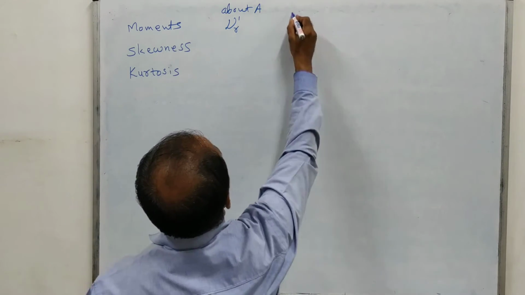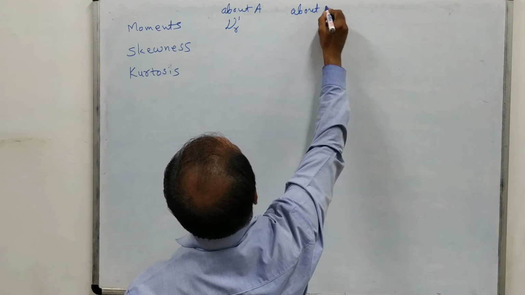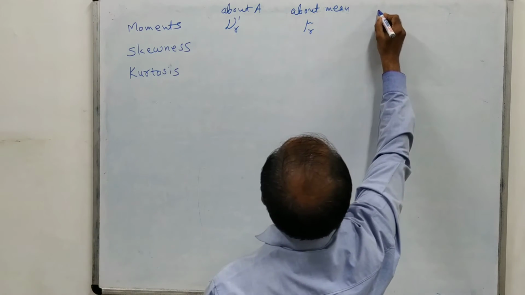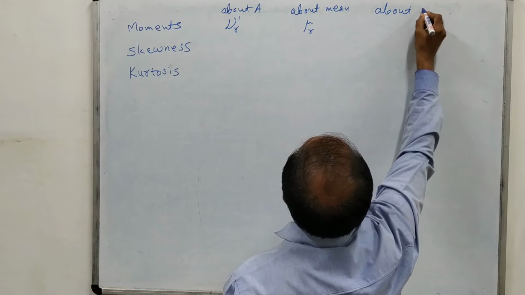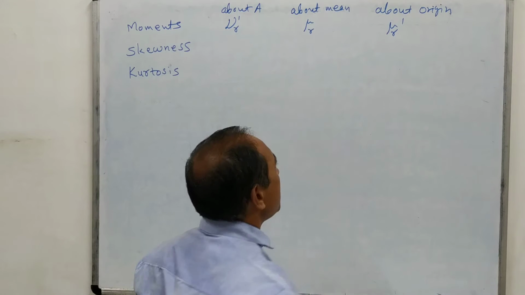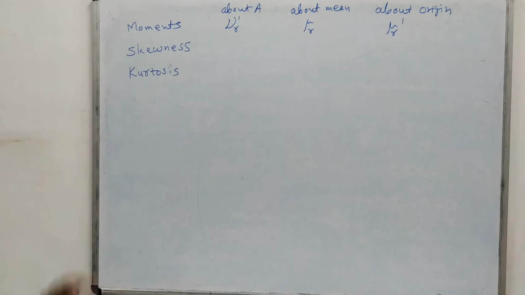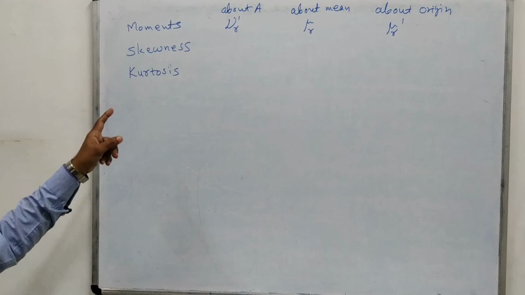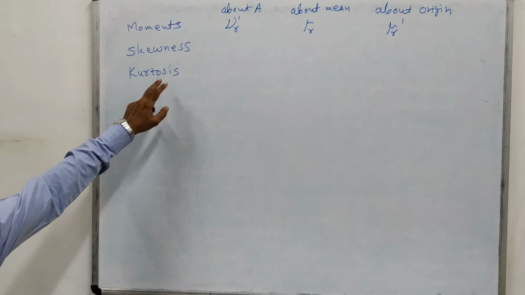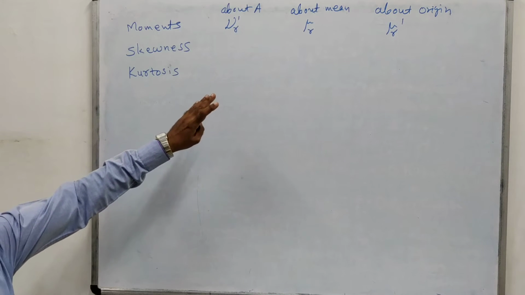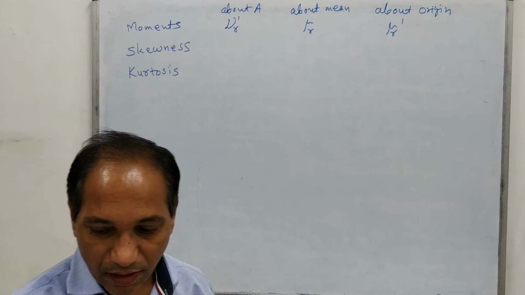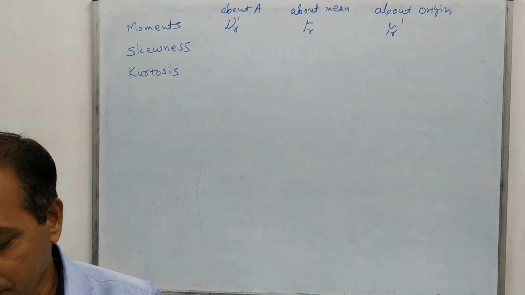Then we have seen the moment about mean, which we have denoted by mu r, and then we have seen moment about origin, denoted by mu r dash. So these three kinds of situations we have seen, and then we have seen skewness. Its formula we will see after looking at the examples. So now we want to see its examples.